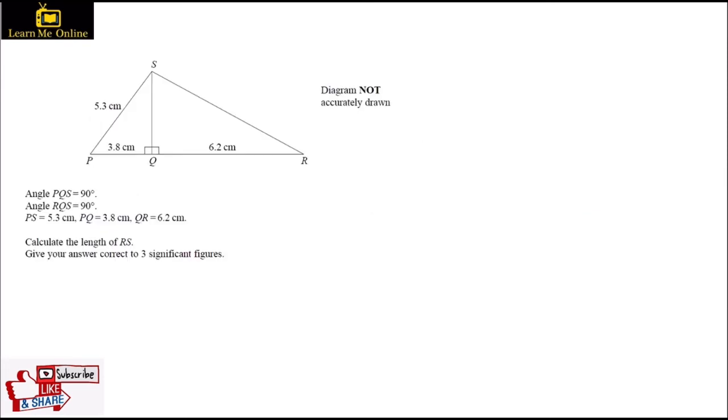Let's have a look at the last example now. So here we have got the last example. This is a problem solving question. This is an exam question. And what we can see is that we have been given a big triangle. And inside the big triangle there are two small triangles. So when I say the big triangle, this is the big triangle. And inside the big triangle is the small triangle.